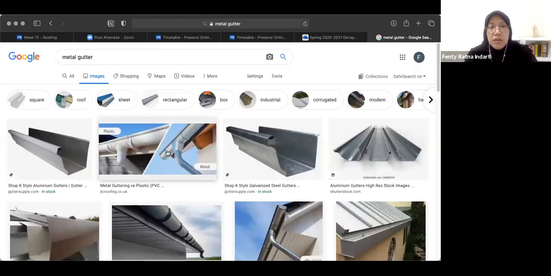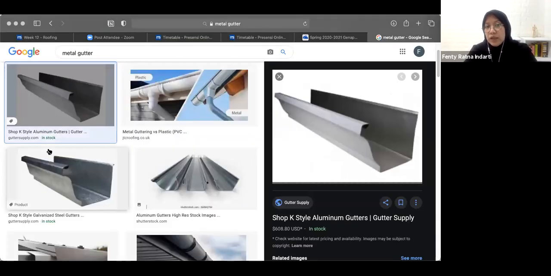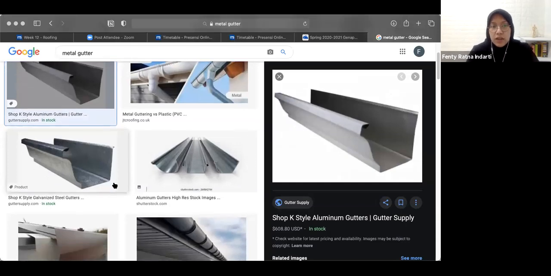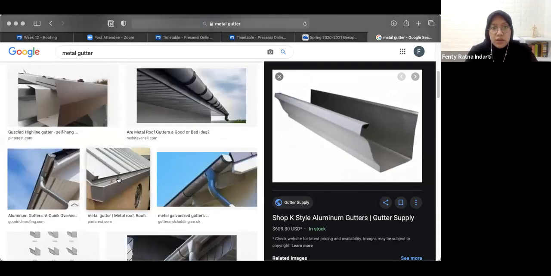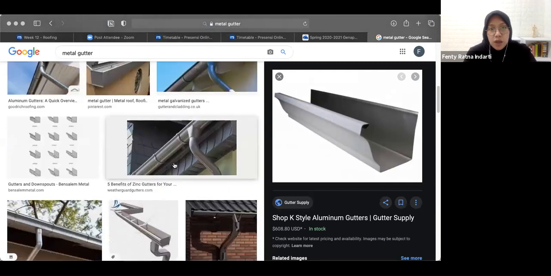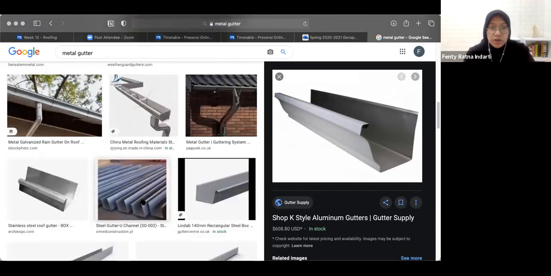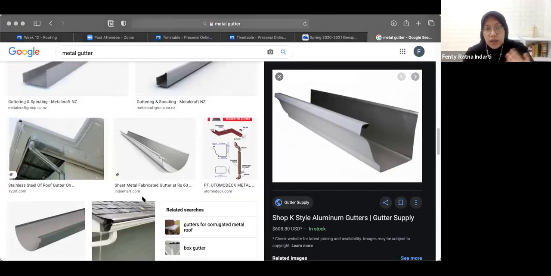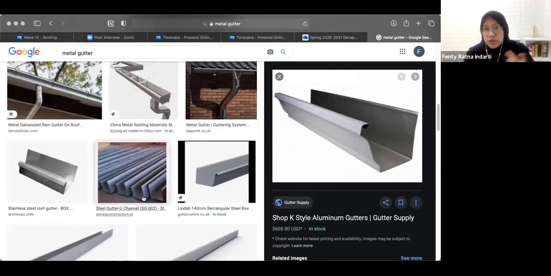This is a metal cutter. So it's usually already made in the factory, so you have just to attach it on the fascia, near the fascia. It's only like this, just attach it like that. But there is another part or another cutter that you have.